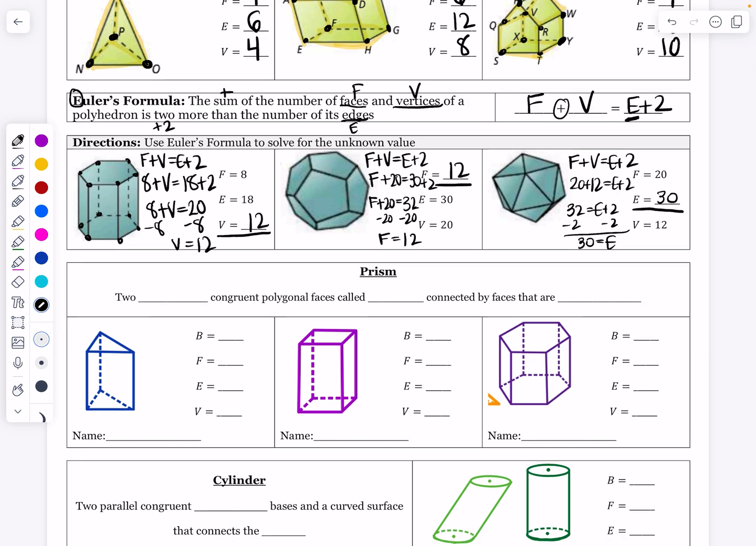The first shape we're going to study is we're going to find the surface area and volume of prisms. So what is a prism? A prism is going to have 2 parallel congruent polygon faces called bases. It does not have to be the top and bottom. I know that a lot of times we talk about the top and the bottom of something. You can always turn shapes, so it does not have to be the top and bottom.